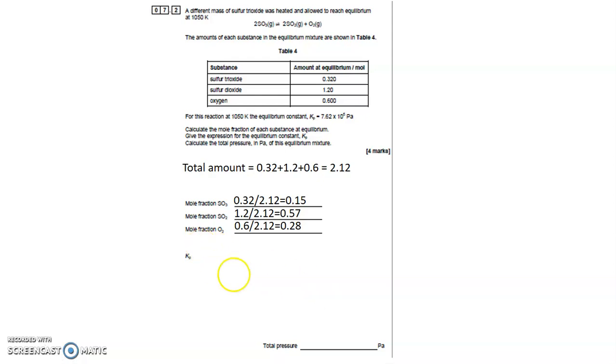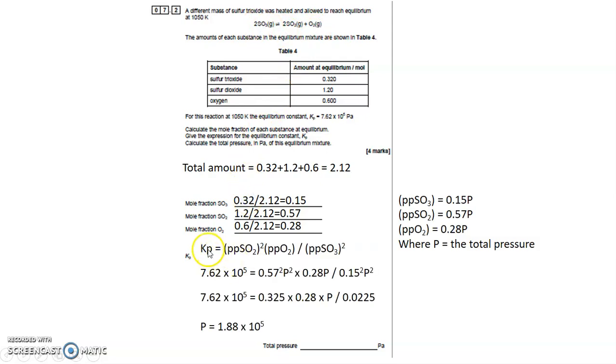Okay, now my Kp, it's calculated in the same way as a Kc. A Kc would be the concentration of SO2 squared multiplied by the concentration of O2 divided by the concentration of SO3 squared. And you do it in exactly the same way, except that Kp is something called the partial pressure of the SO2. So instead of the concentration, it's the partial pressure. Still SO2 squared, partial pressure of O2 divided by partial pressure of SO3 squared. So instead of concentrations, you've got partial pressures of things, and we use round brackets rather than square brackets.